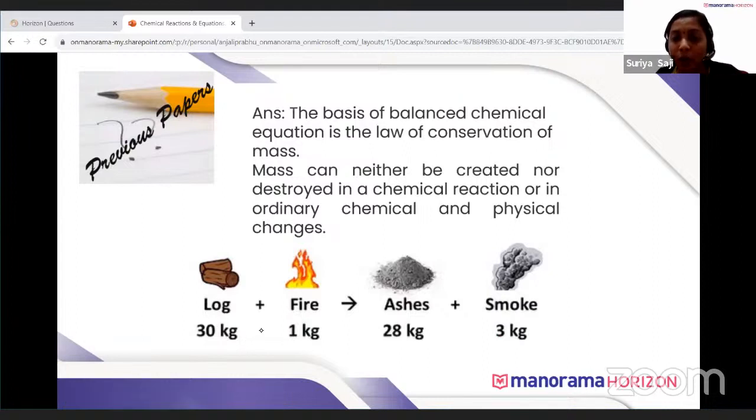Here we can see that 30 kilogram of log we are putting for 1 kg fire, we'll get 28 kg ashes and 3. Total on the reactant side it will be 31 kg. Here also, 28 plus 3, 31 kg we'll get. Okay.